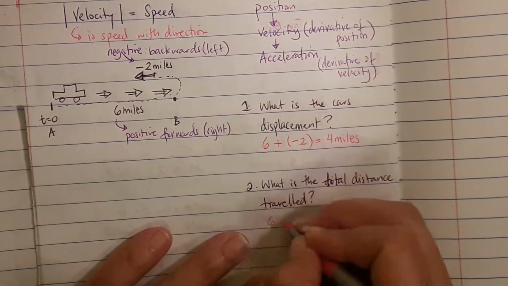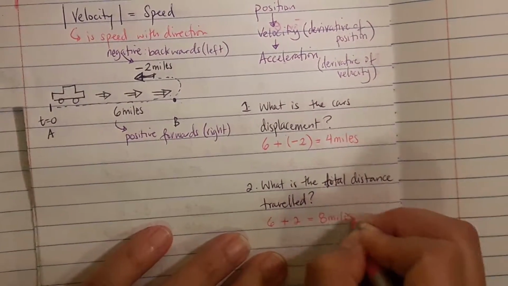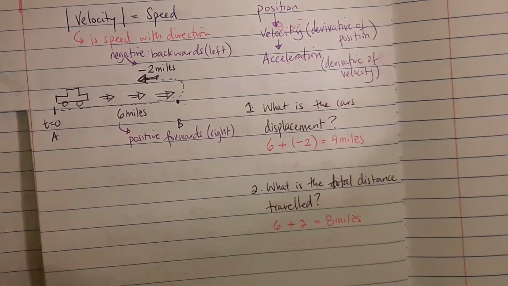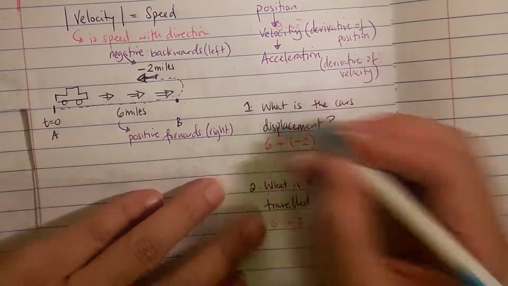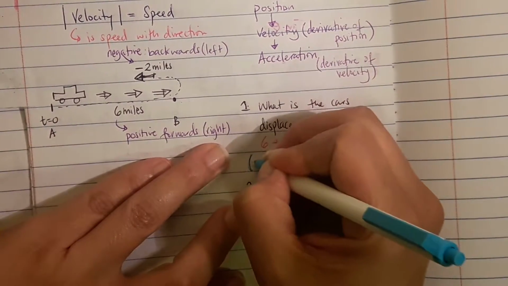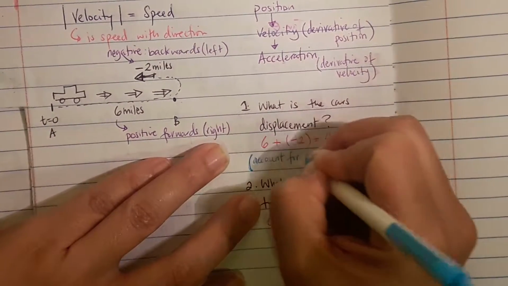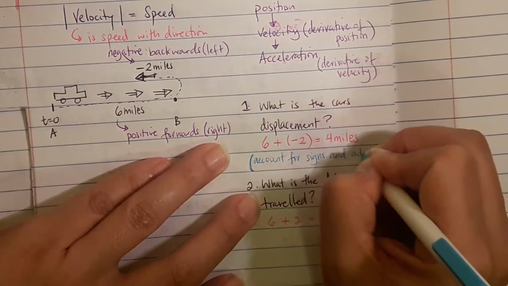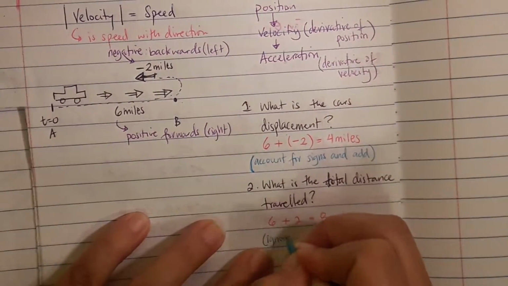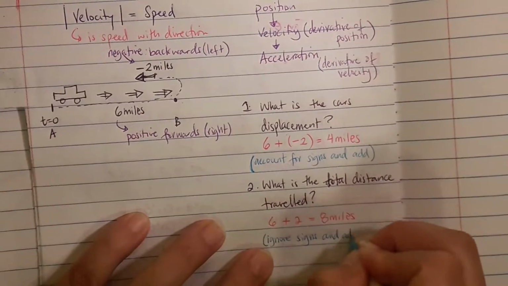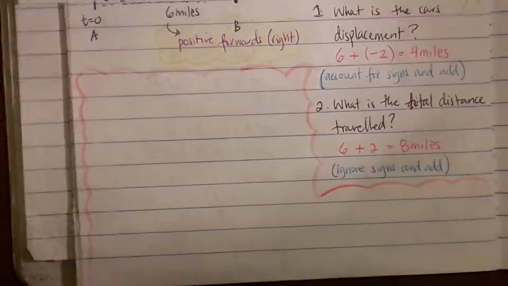Whereas the total distance traveled, it went right 6 and left 2 miles, which is 8 miles, a total distance of 8 miles. If you looked at your odometer, is that what it's called? You add the two. So the thing to remember is when you're dealing with displacement, whatever two numbers you're talking about, you account for the signs and you add them. When you're dealing with distance, ignore the signs and add them. It's going to be a nice shortcut that you're going to use a little bit later.